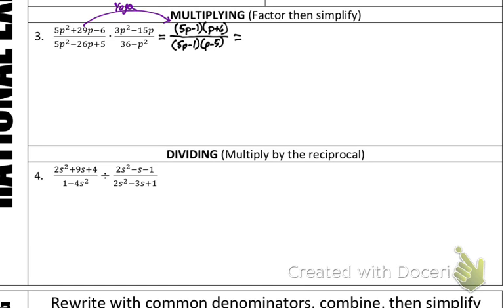So we're going to go ahead and not put an equal sign. We're going to put a multiplication sign, but we're going to put a 3 times, and I can pull out a p. 3 times 3 divided by 3 is 1. P squared divided by p is going to be p to the first. Minus 15 divided by 3 is 5. P divided by p is just 1.